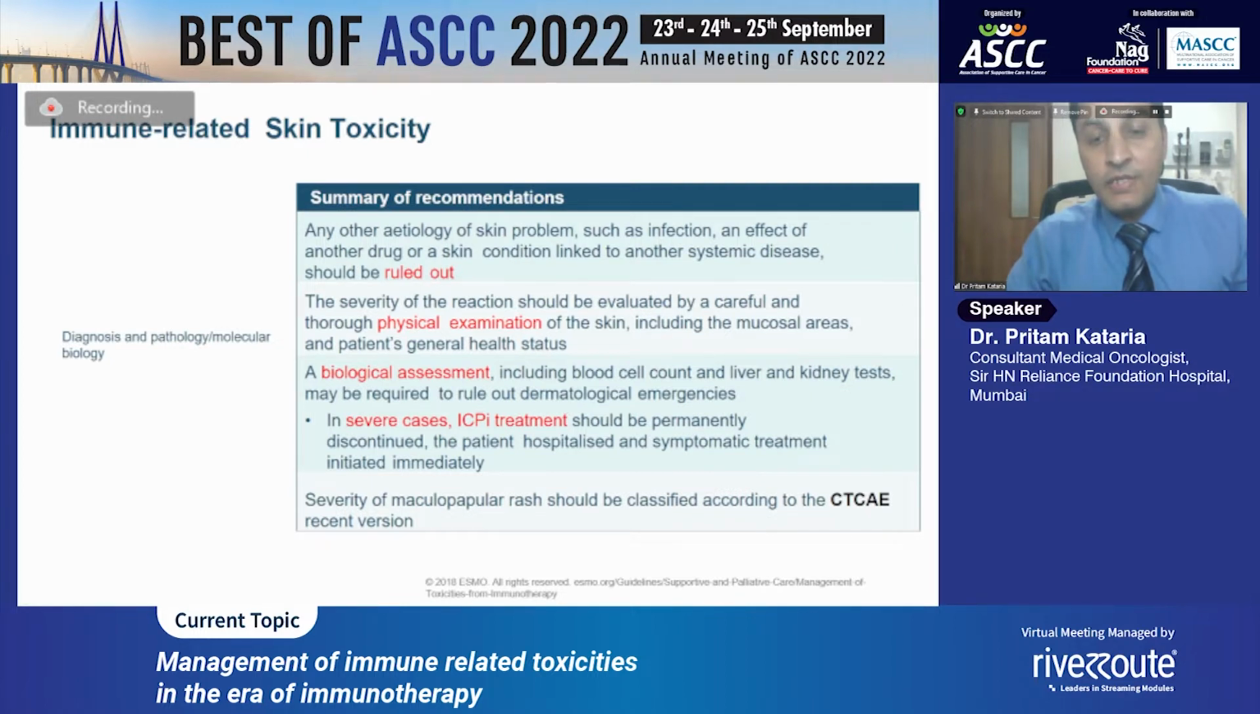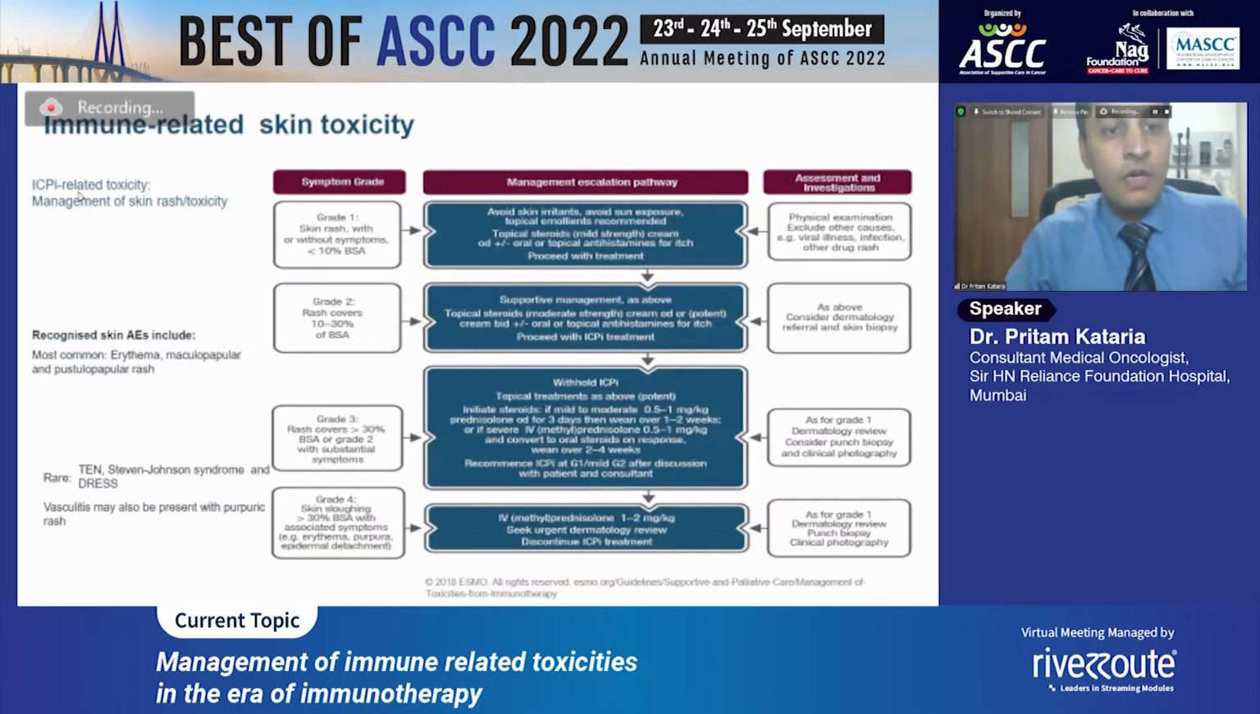Physical examination is something which is very important. We need to do the biological assessment with the blood counts and other lab parameters. And in severe cases, the treatment should be stopped and we need to start the patient on steroids. Now, these are the immune-related skin toxicities, grade 1, grade 2, grade 3, and grade 4.